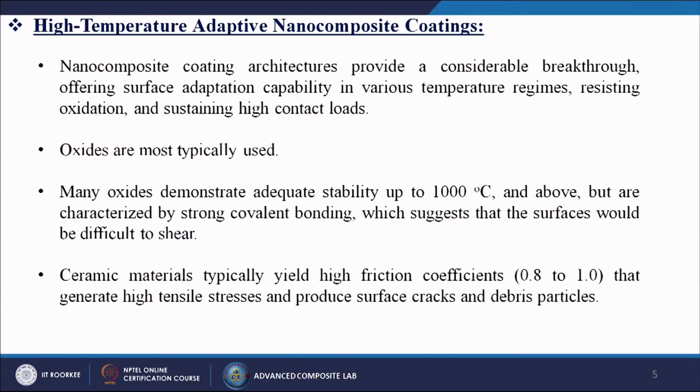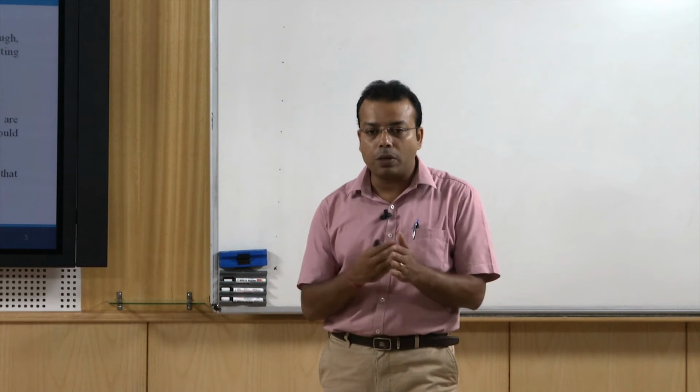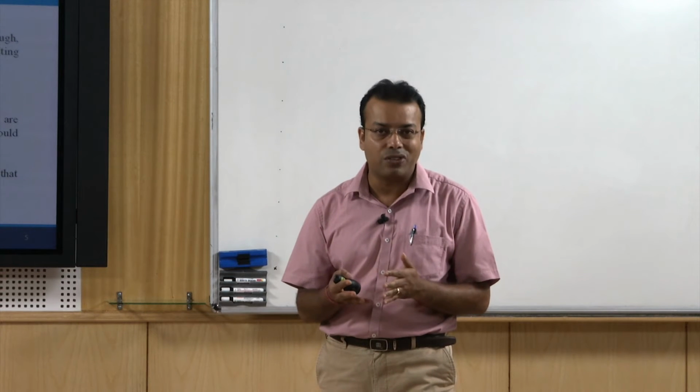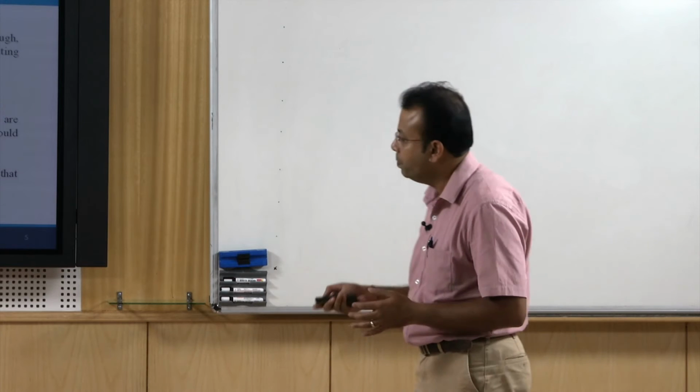Many oxides demonstrate adequate stability up to 1000 degrees centigrade and above, but are characterized by strong covalent bonding, which suggests that the surface would be difficult to shear, meaning the lubricating properties of that particular material go down. So, it becomes a little bit dry. So, friction will be more.